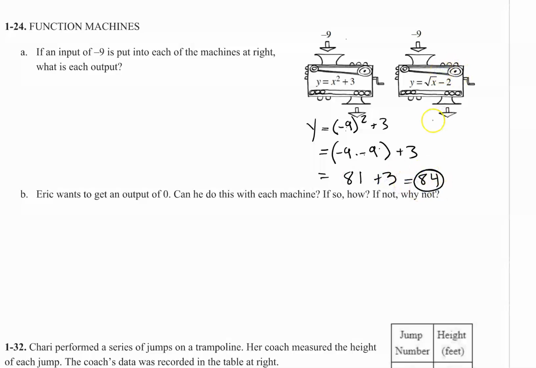If we try this one, take the square root of a number, and then subtract 2. The input is -9, so we're taking the square root of -9. And that's actually not possible.